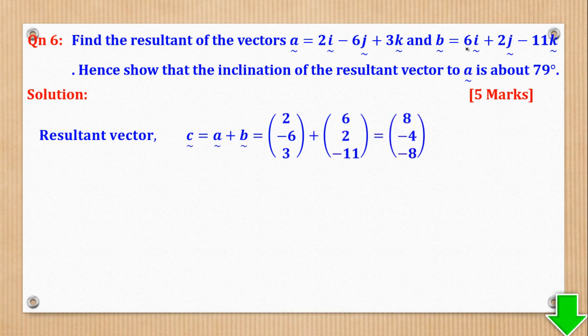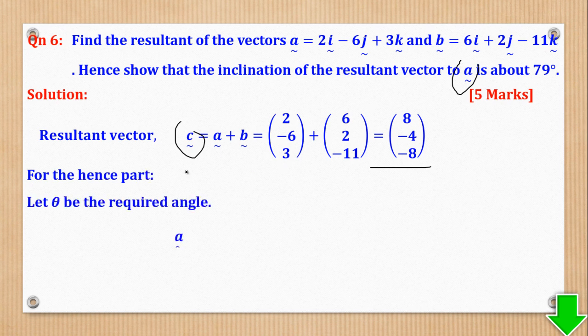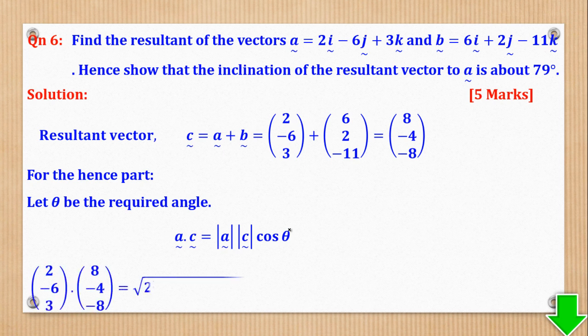Resultant vector is got by adding. When I add, I'll come up with this, which is vector C. Now the angle they want is between vector C and vector A. Therefore, I'll use the dot product. A dot C is equal to magnitude of A, magnitude of C cos theta, where theta is the angle between the two. So this dot has to be visible.